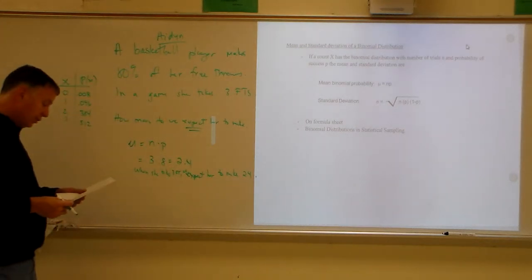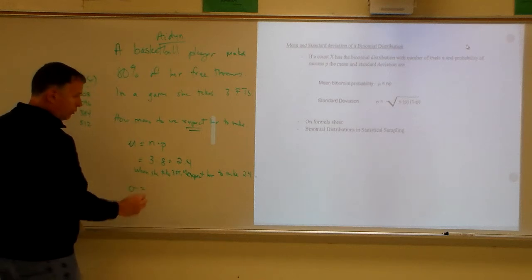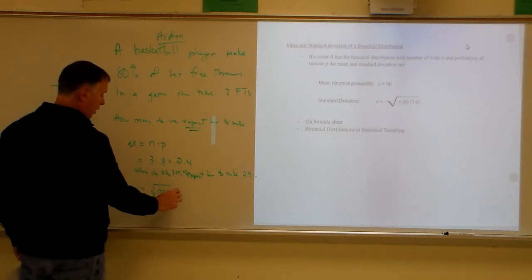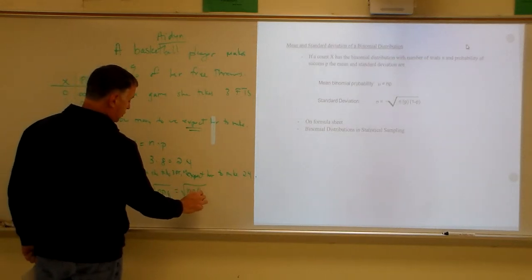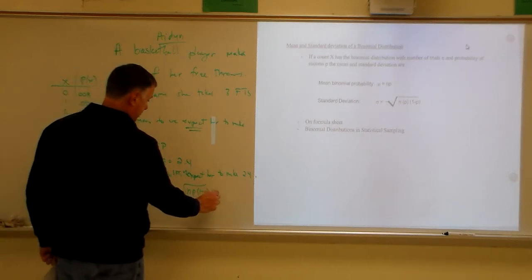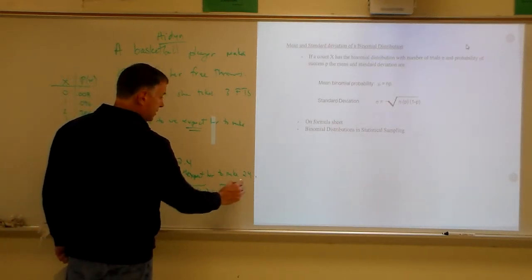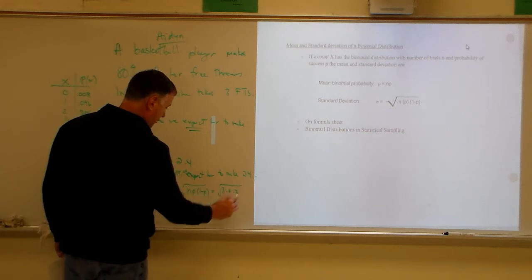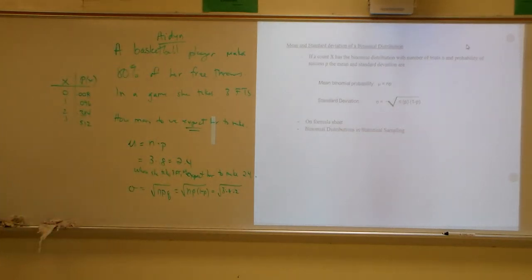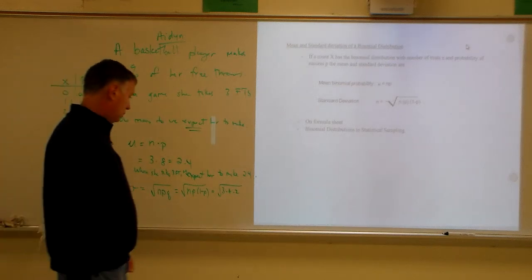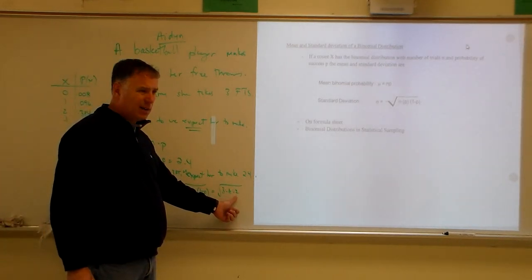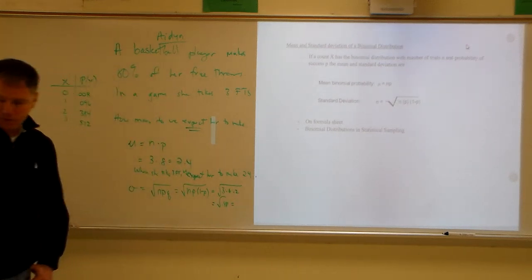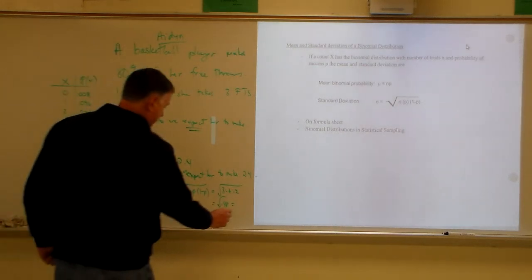Now, let's do the standard deviation. Well, the standard deviation is just the square root of n times p times q, or n times p times 1 minus p. N is 3, right? So that's 3 times 0.8 times 0.2. This is going to be 0.16 times 3, 0.48. So the square root of 0.48 equals, I've got 0.693.